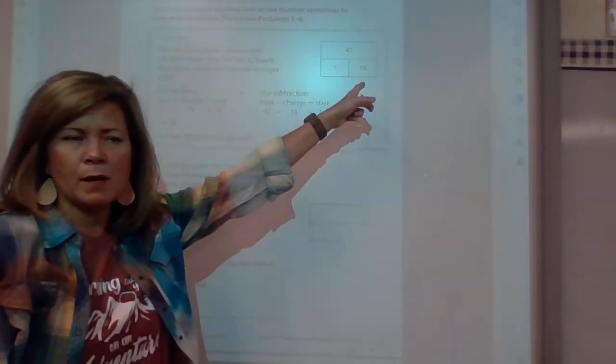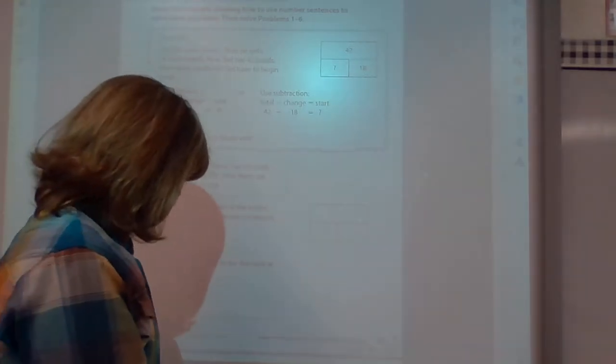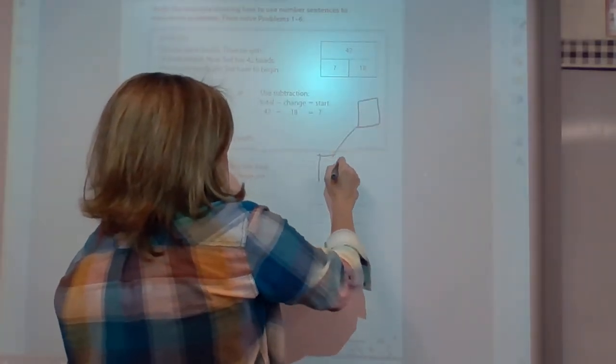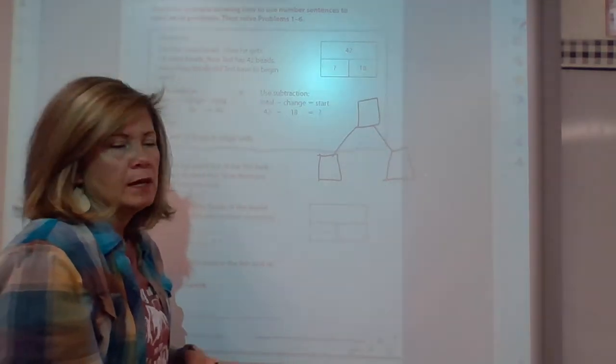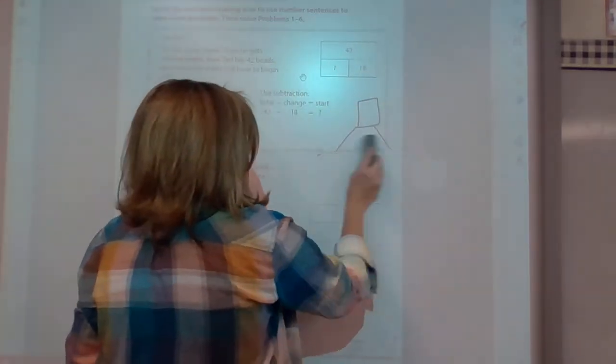Oh, there's that bar model, okay? Bar model looks a lot like a number bond. This would be a number bond. Okay, you guys are really good at those. And it's just like if you take the number bond and you squeeze it together, that'd be a bar model. Okay?